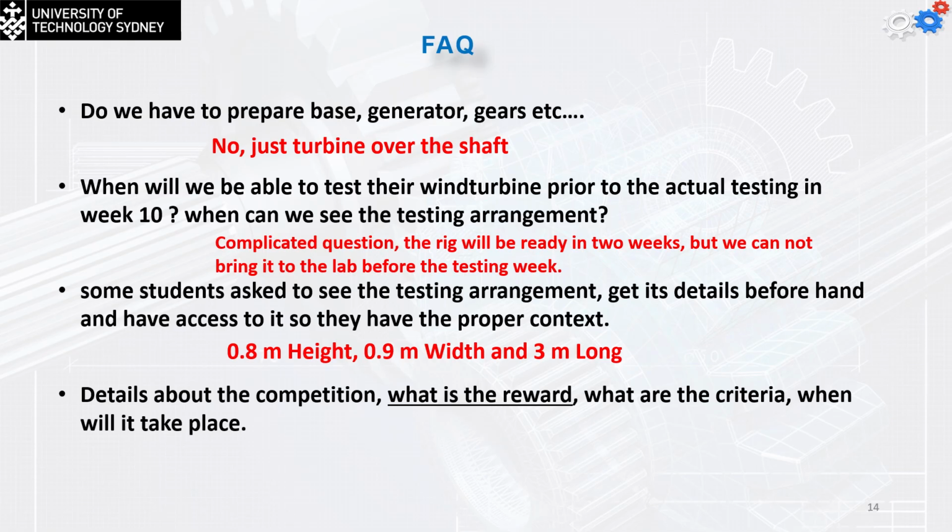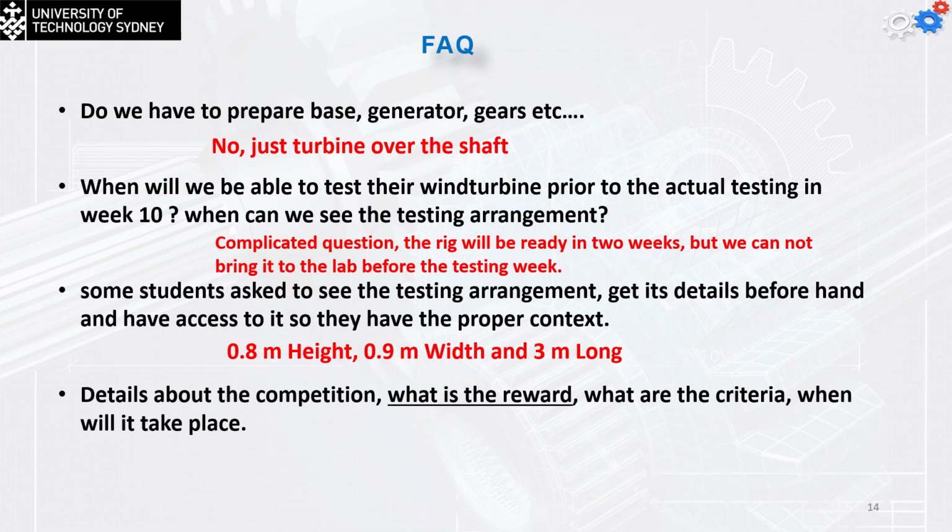Now, the dimensions are 0.8 meter height, 0.9 meter width, 3 meter long. And once again, as we mentioned earlier, the maximum length of the shaft is 500 millimeters. You need to leave a part of it, anything between 70 to 100 millimeters, to hold the shaft on the testing arrangement, and the width is going to be 600 millimeters. Just work within these dimensions.